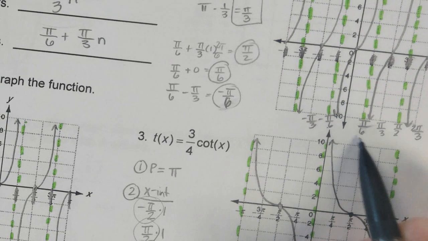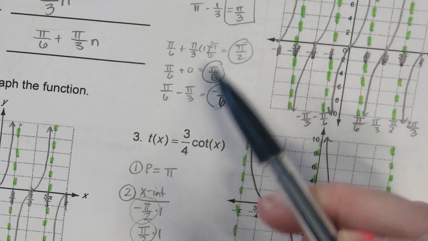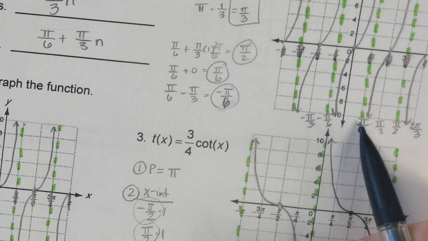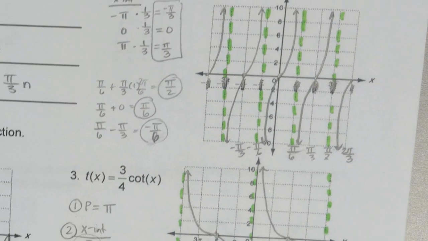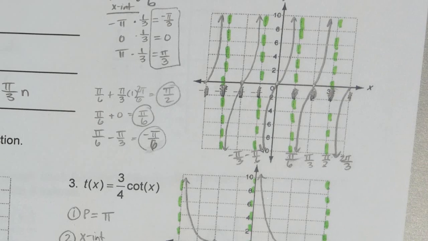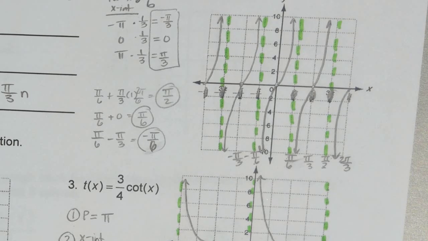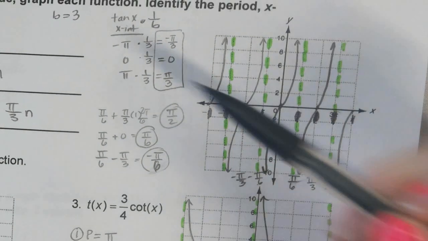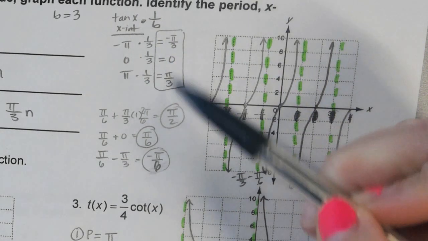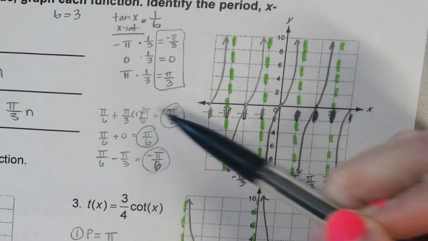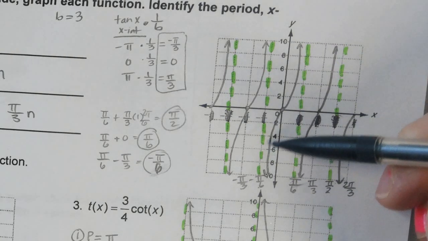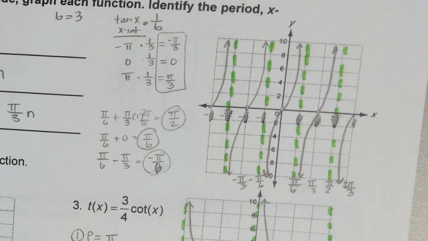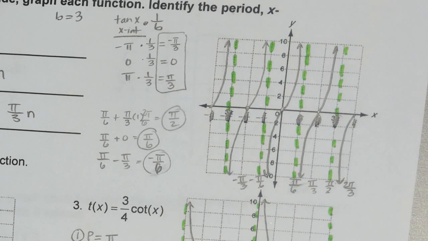Now, I changed my scale because this was pi over 3. Here I had pi over 6. So I went by pi over 6's. If you didn't change your scale, okay, or you went by something different, yours might not look exactly like mine, but these are the values where you should have an x-intercept, and these are where your asymptotes should be. Remember that tangent goes up from left to right. Up from left to right.